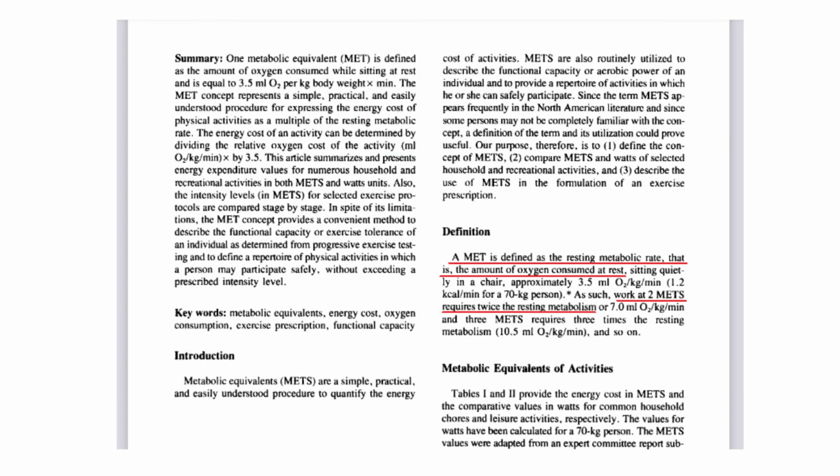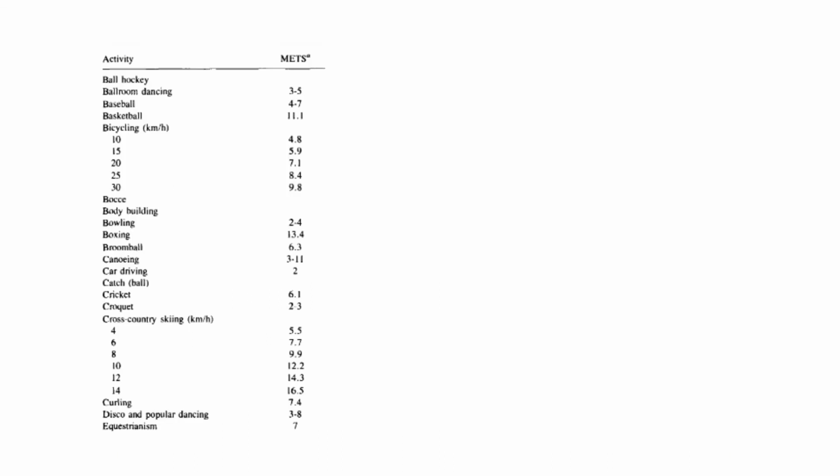According to Chate, Sidney, and Blumchen, in their work Metabolic Equivalents (METs) in exercise testing, exercise prescription, and evaluation of functional capacity, a MET is the number that represents how much oxygen is consumed compared to the oxygen consumed while in rest, per kilogram and per minute. For example, an activity that has 2 METs requires twice the resting metabolism. We can see some examples on the screen. One of those is playing basketball, and that activity has a MET value of 11.1.